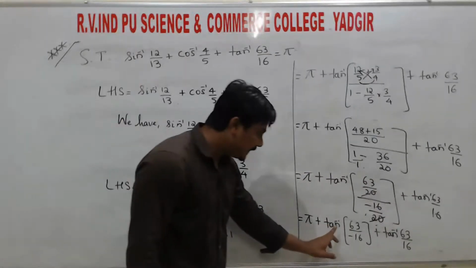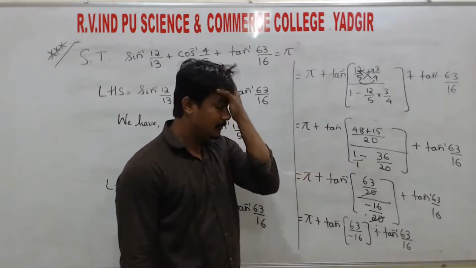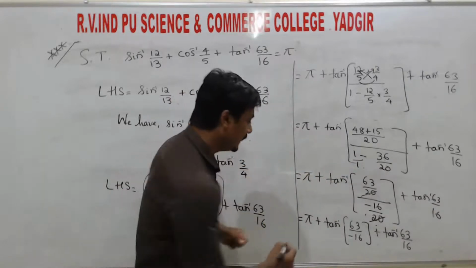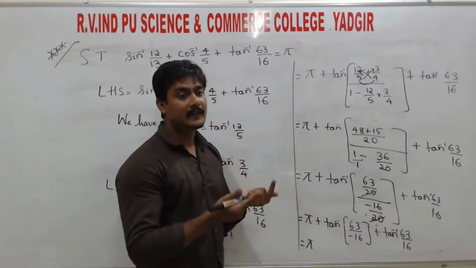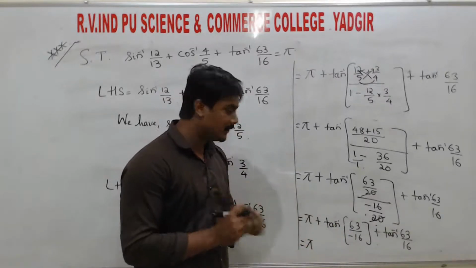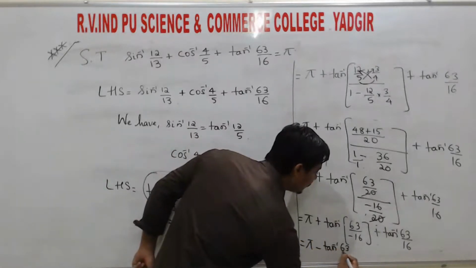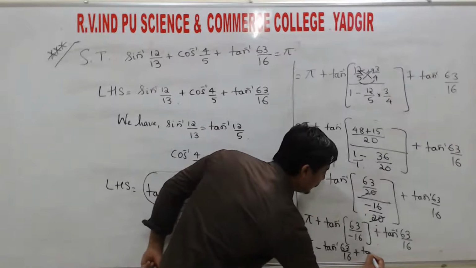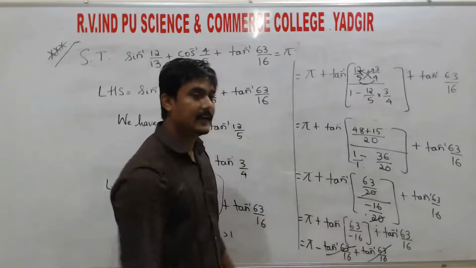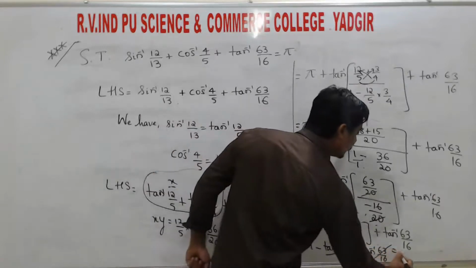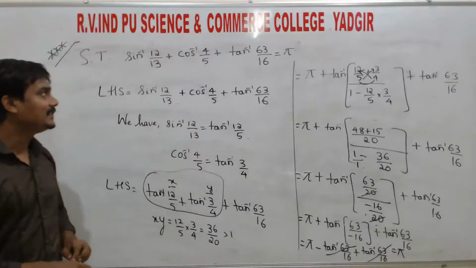We already know that tan inverse of minus x is minus tan inverse x. So this is pi. What is tan inverse of minus x? Minus tan inverse x. So the minus will come outside, isn't it? Plus into minus, it is minus tan inverse of 63 by 16 plus tan inverse 63 by 16. These two terms cancel out. Finally, we get the answer as what? Pi, which is our required right hand side.